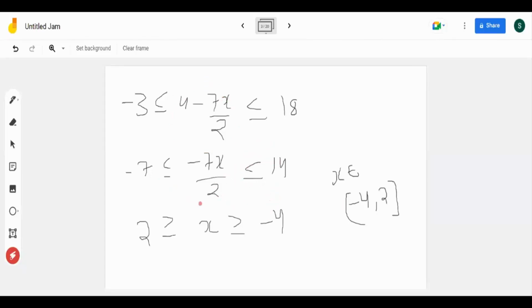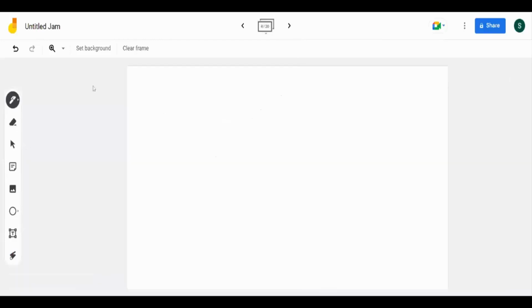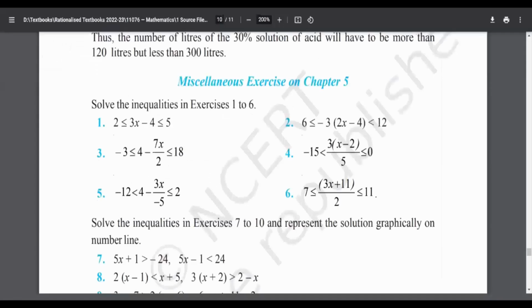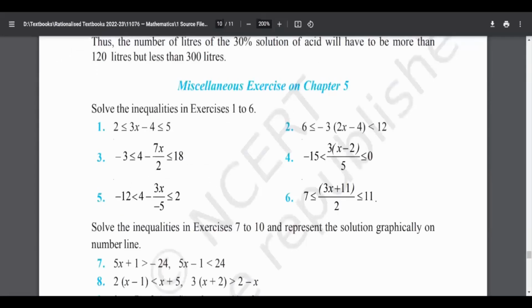Multiplying minus 2 by 7 gives this x, this 2, and this minus 4, and we got our range of x. Okay, so this was question number 3. Let us move on to question number 4. Again, kind of similar.